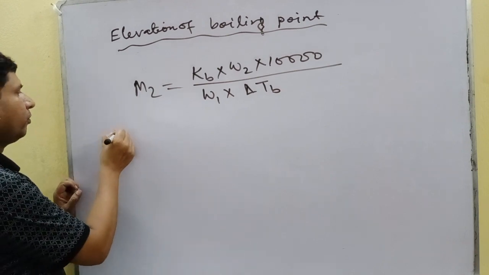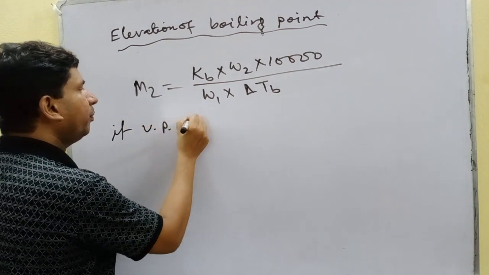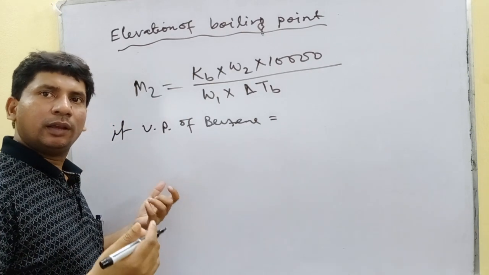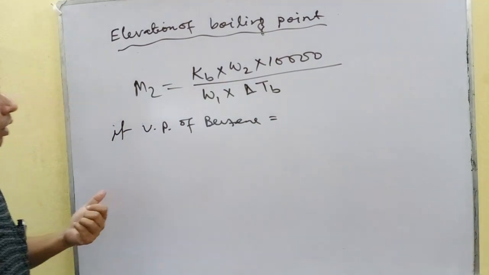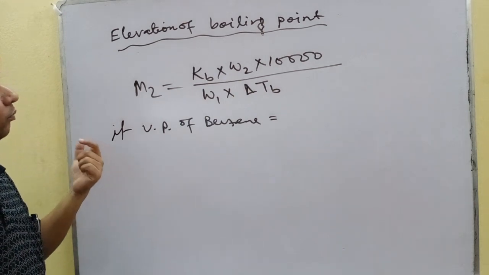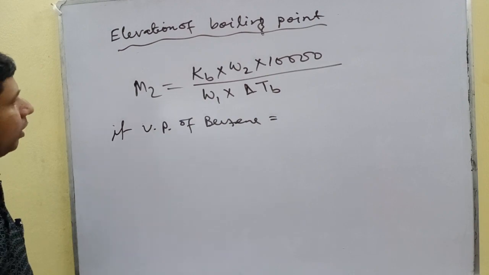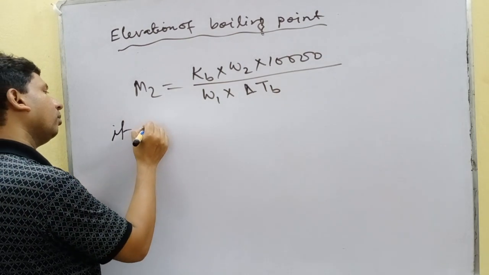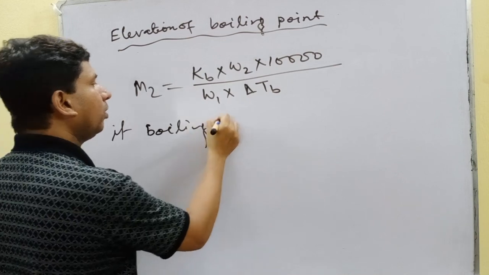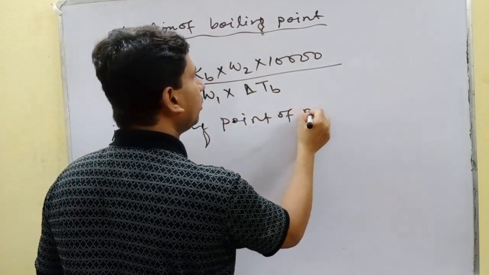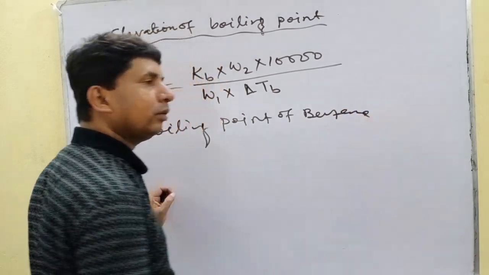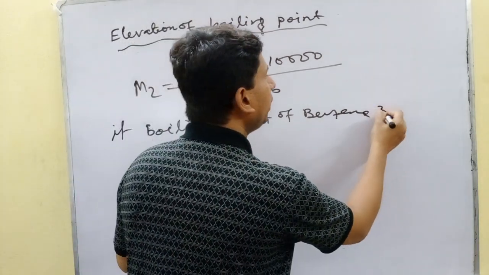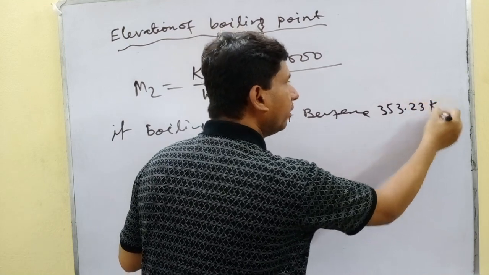Now, from the NCERT, let us take one example. Instead of taking the pressure, we take the boiling point, it will be easy. If the boiling point of benzene equals 353.23 Kelvin, okay.